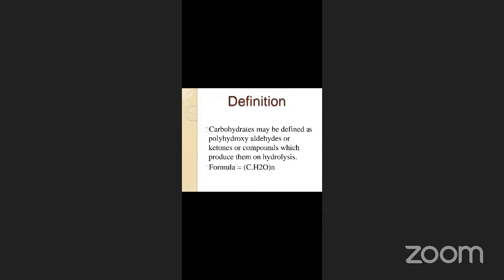Suppose n is 2. So C2, H2, and the 2 is already there, so H2 into 2 is H4, O2. C2H4O2 is the compound formula. Like that. Suppose glucose: glucose is a 6 carbon compound. So in glucose, how many carbons are there? 6 carbons. C6H12O6. This is the formula of glucose. So like this we have to calculate.